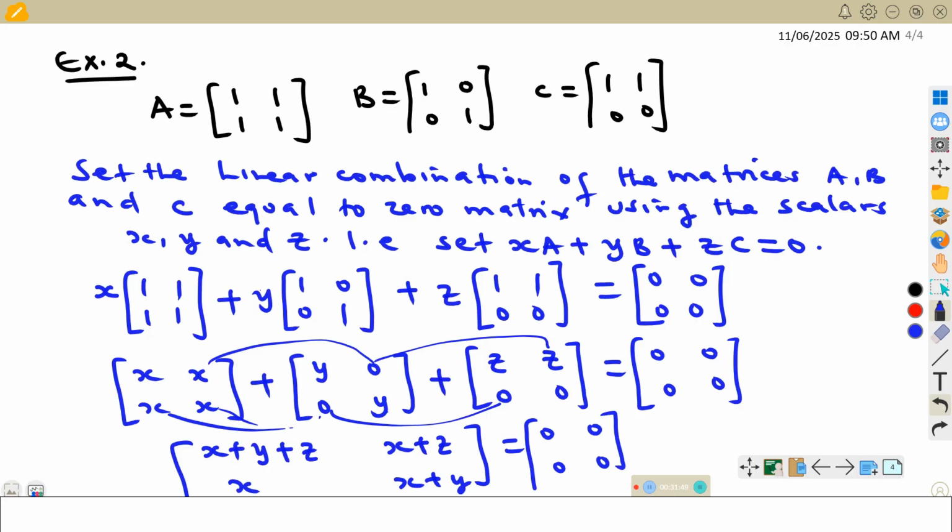From this point, when we have these two matrices equal, we must make sure all the corresponding components are also equal. So for that case, let us equate the corresponding entries on each of the sides. This will give us the following.